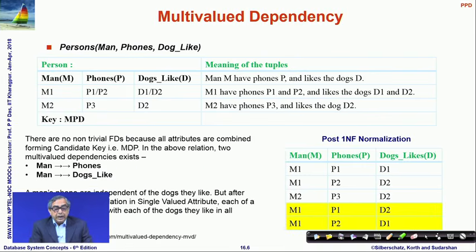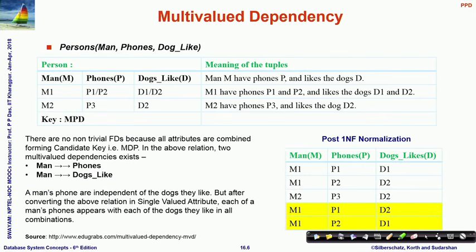We start with the discussion of multivalued dependency. Consider a situation like this. Here we are trying to represent a set of persons with 3 attributes: man, which may be the ID or name of that person, phones, and dog like. The idea is that persons can have 1, 2, 3, any number of phones, which is true for all of us, and then a person may have any number of dogs that he or she likes. So, both of these attributes, phones and dog like, P and D, can take multiple values.